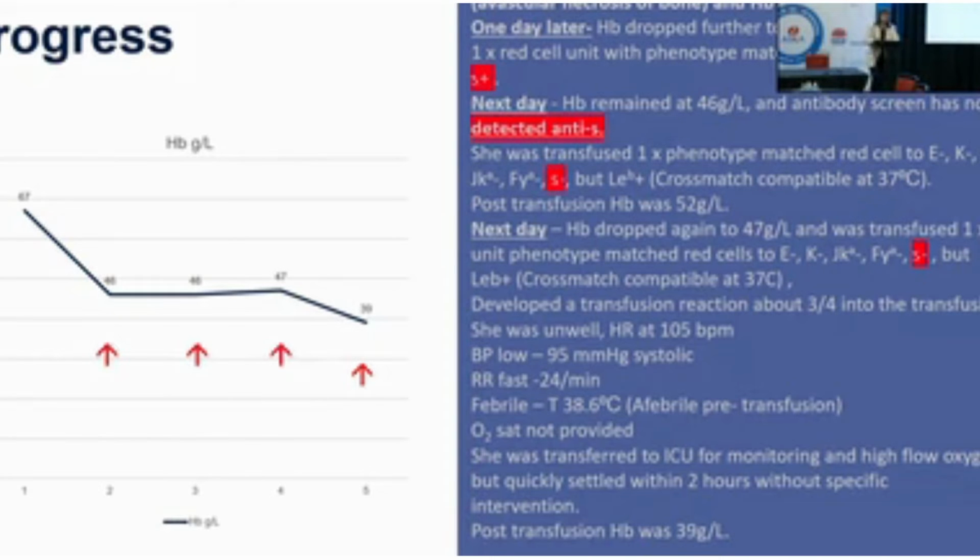And then they transfused again, and three-quarters of the way through the transfusion, she developed a transfusion reaction with fever and shortness of breath. And her blood pressure went up and her heart rate went up. No, I'm lying, her blood pressure went down, sorry. They did not provide the oxygen saturation, so we don't know, but she was admitted to ICU on that occasion, gave her oxygen, and she recovered spontaneously, but now her hemoglobin was 39 grams per litre.